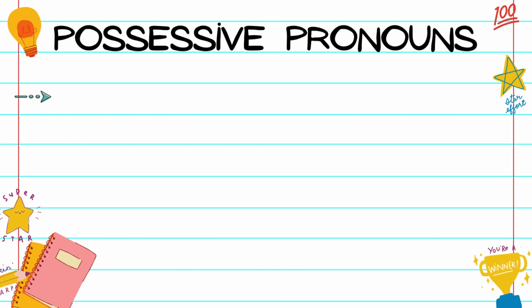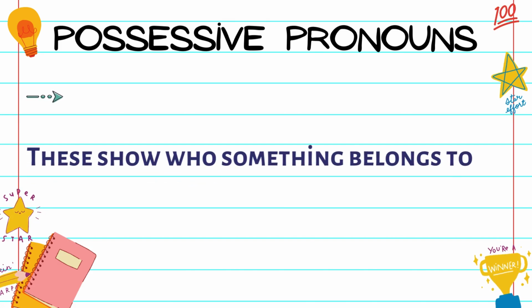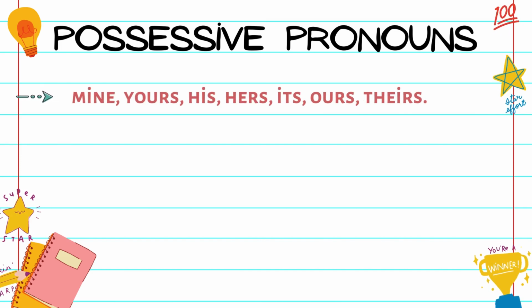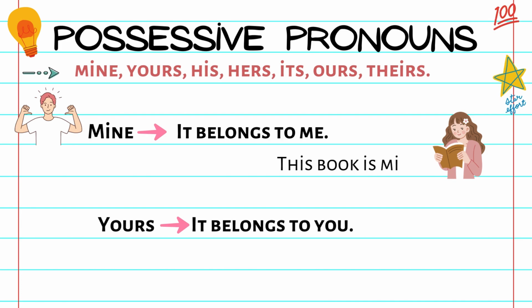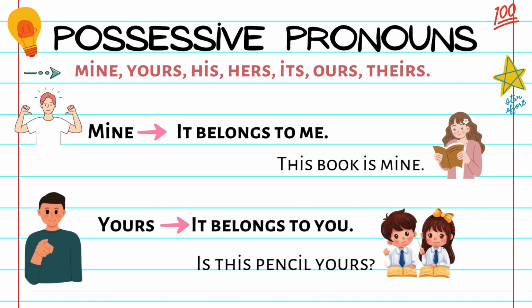Now, let's talk about possessive pronouns. These show who something belongs to. Let's look at the list. Possessive pronouns: mine, yours, his, hers, its, ours, theirs. Mine, it belongs to me. Example, this book is mine. Yours, it belongs to you. Example, is this pencil yours?